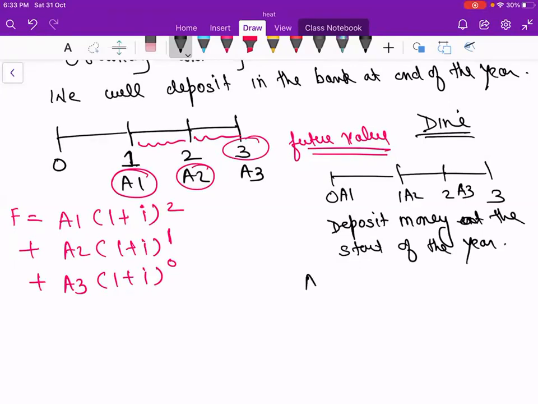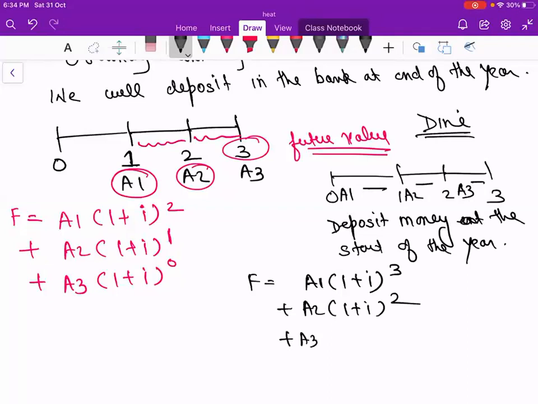So for A1, F equals A1, how many years will I get interest? This is 1, this is 2, this is 3, so it will be 3. Plus A2 will be (1 plus i) to the power 2. Plus A3 will be (1 plus i) to the power 1.